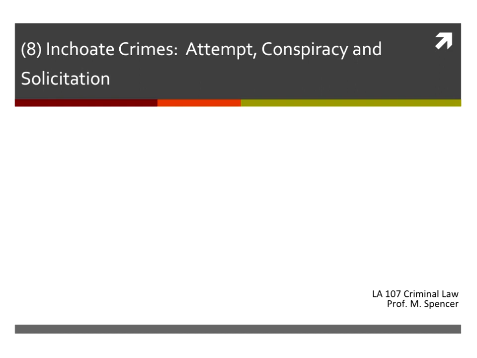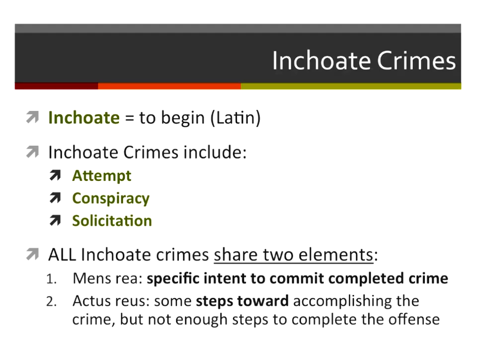This chapter talks about what we call inchoate offenses. These are offenses that are not completed, so they include attempts, conspiracies, and solicitation. Inchoate means to begin in Latin, and so that means that in these types of offenses, they share two elements. The mens rea of inchoate offenses is specific intent to commit the completed crime, and the actus reus is some steps towards accomplishing the crime, but not enough to complete the actual offense.